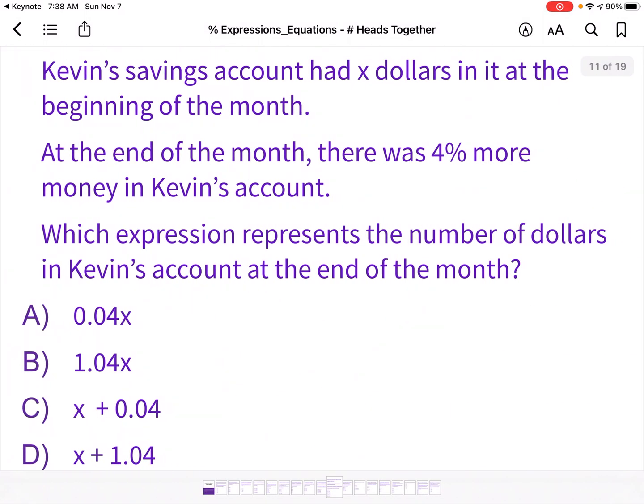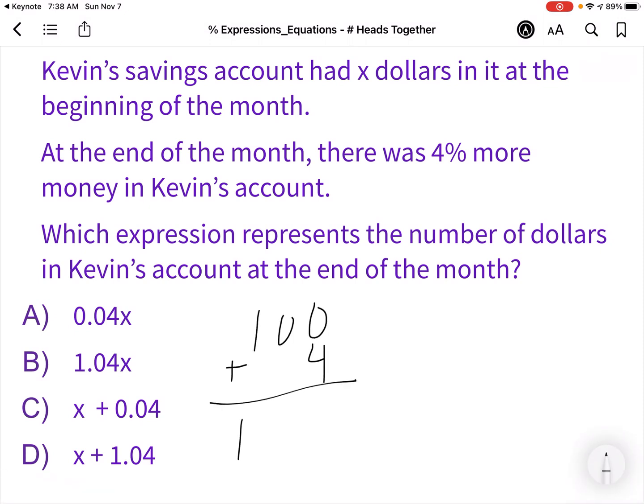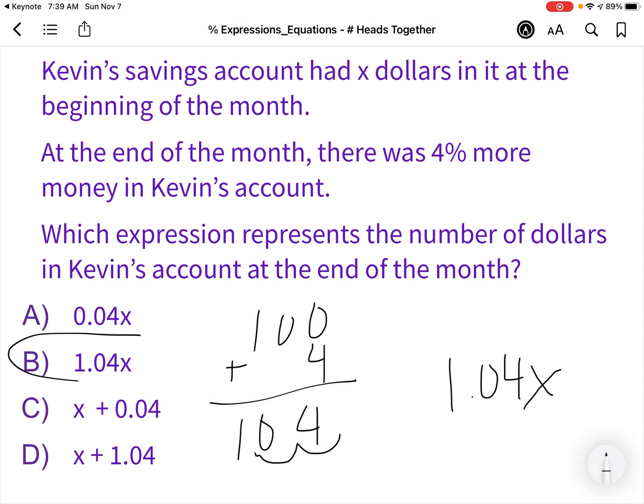Kevin's savings account had X dollars in it at the beginning of the month. At the end of the month, there was 4% more money in the account. Which expression could be used to represent the number of dollars in Kevin's account at the end of the month? So I keep the amount I already had plus 4%. So I have 104%. Move the decimal 2 places over. So 1.04x is going to give me the amount.